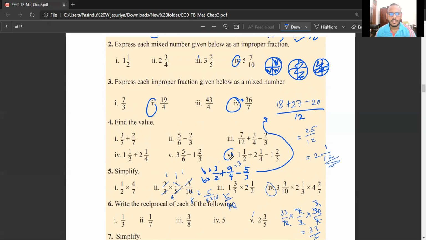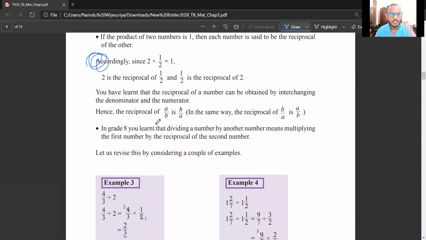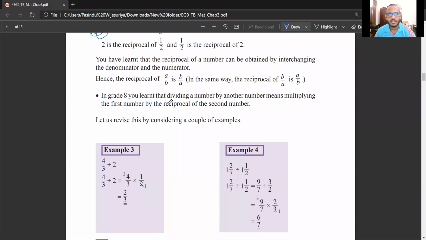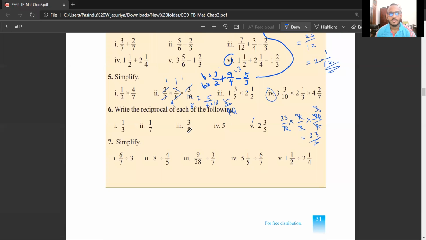Writing the reciprocal is basically exactly what they have seen here. Reciprocal is writing the numerator in the denominator and the denominator in the numerator. So if it's 1 over 3, the reciprocal is 3 over 1. If it's 1 over 7, it's 7 over 1. In a question like part 5, 2 and 3 over 5, you write it as an improper fraction. 2 into 5 is 10 plus 3 is 13 over 5. The reciprocal is 5 over 13. Very simple.